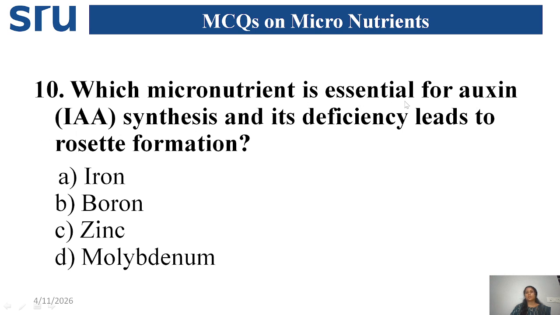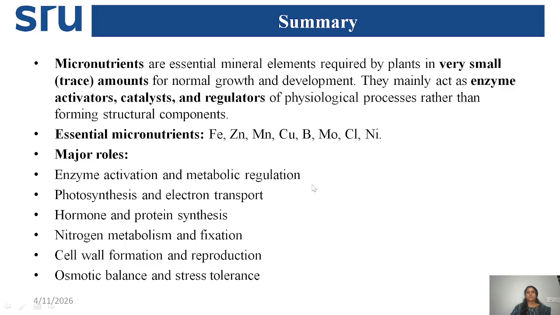Which micronutrient is essential for auxin synthesis? Sometimes they can also ask which micronutrient is essential for the amino acid tryptophan. Tryptophan is the precursor of auxin biosynthesis. So in zinc deficiency, auxin biosynthesis is directly affected because zinc is involved in the biosynthesis of tryptophan, and tryptophan is the precursor of auxin synthesis.